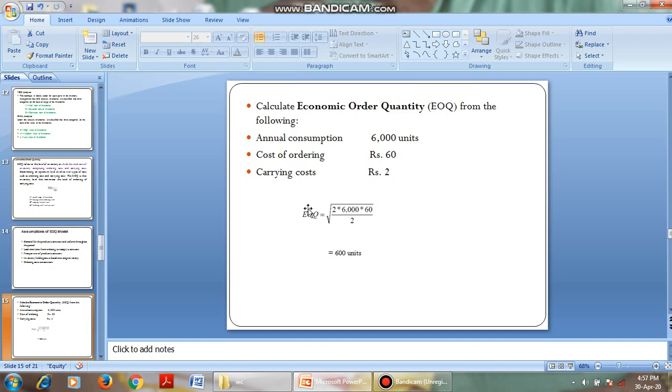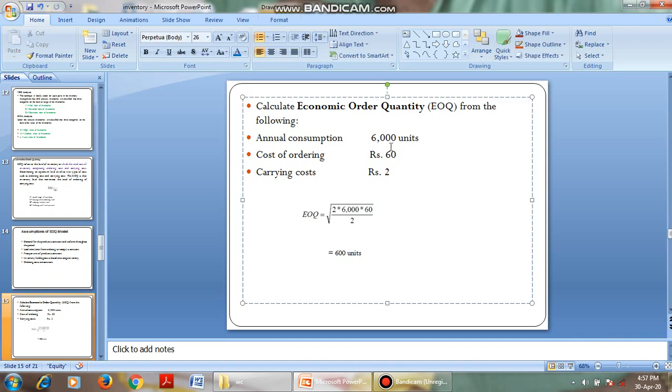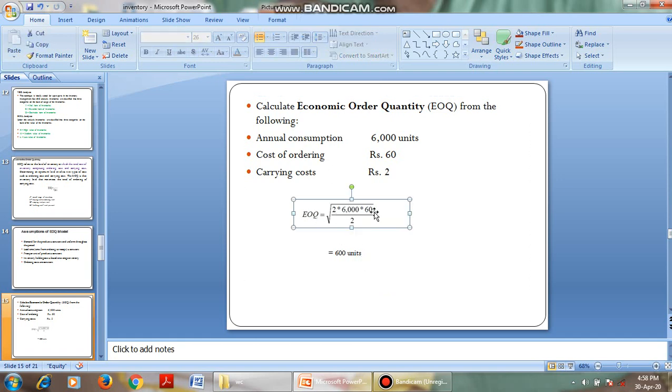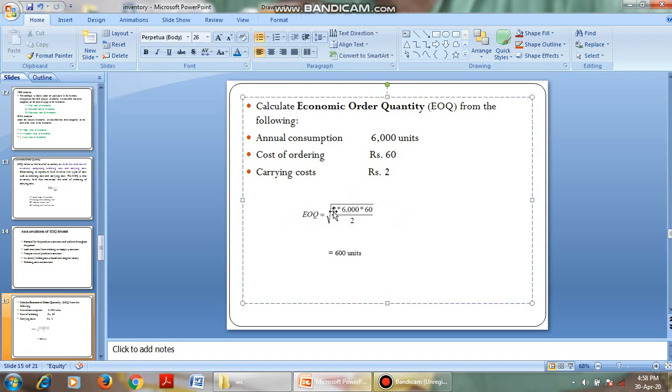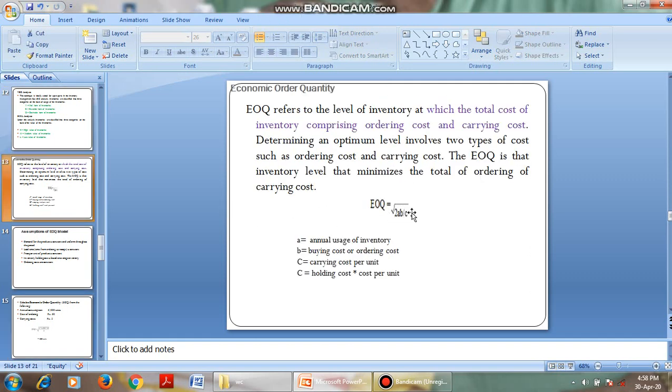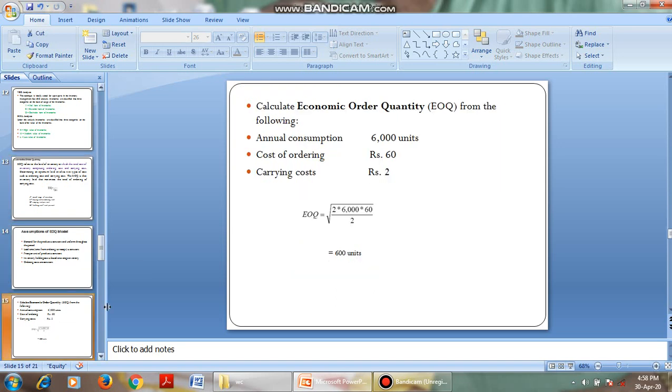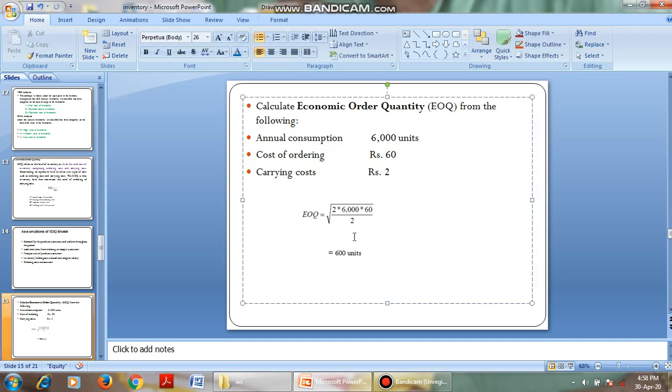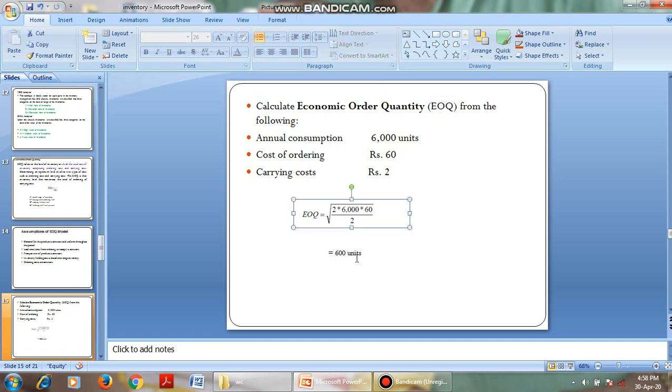Okay, let us see a few problems related to EOQ analysis. Here, annual consumption is 6000 units, cost of ordering is 60 rupees, carrying cost is 2 rupees. What is the formula for EOQ? Square root of 2AB by C. A is annual consumption, that is 6000, B is our buying cost or ordering cost, 60, and 2 rupees is our carrying cost, so that we get 6000 units. 6000 units is our EOQ.